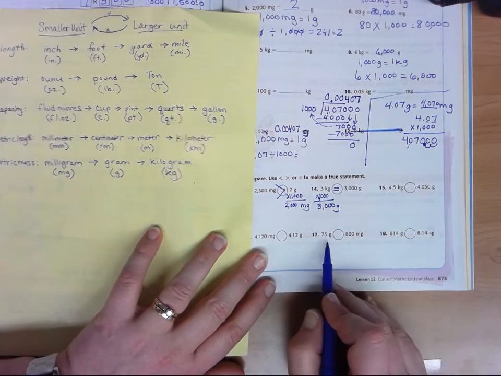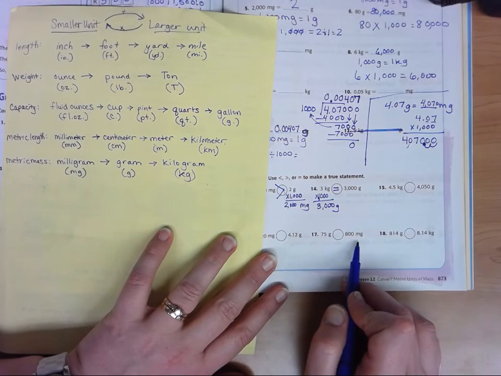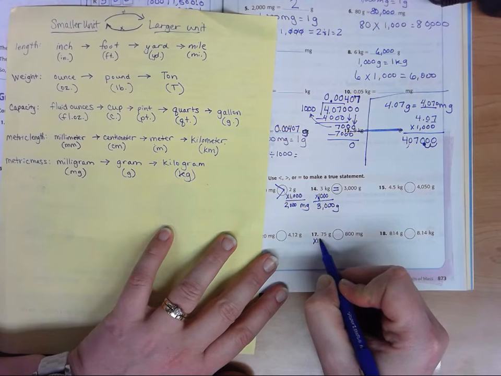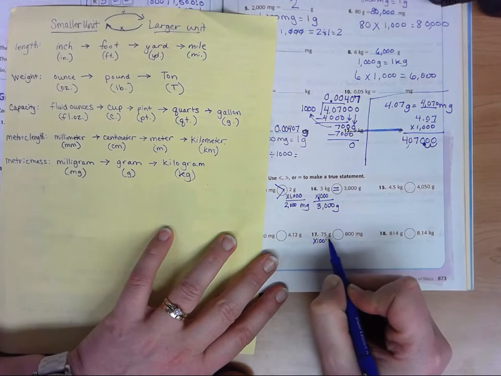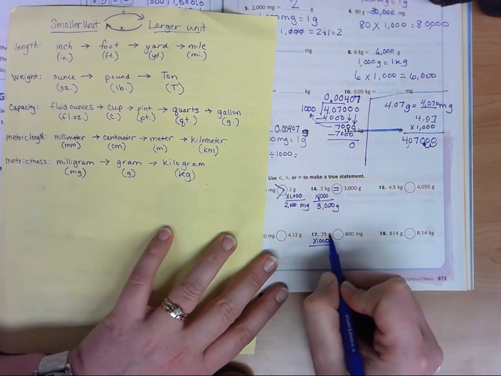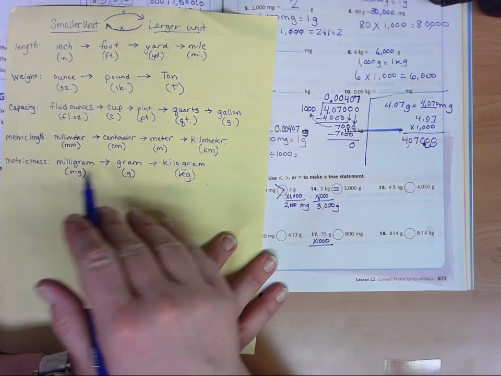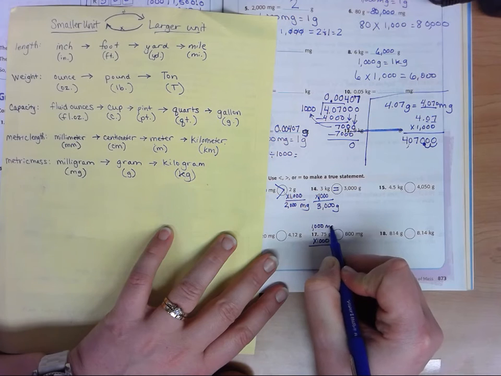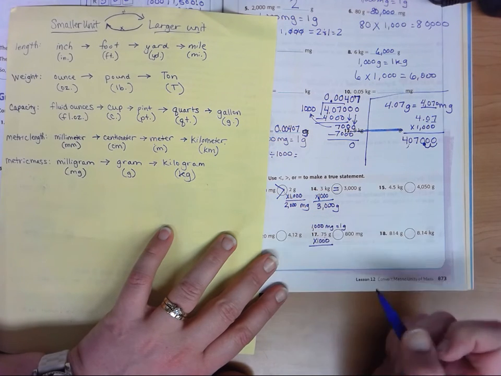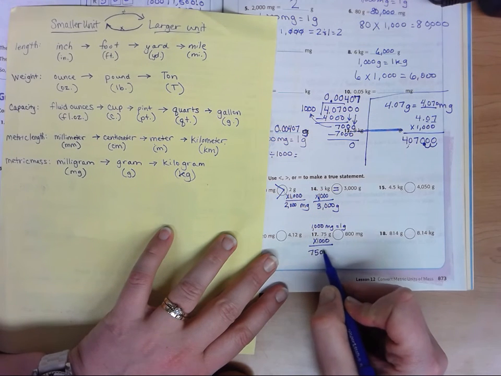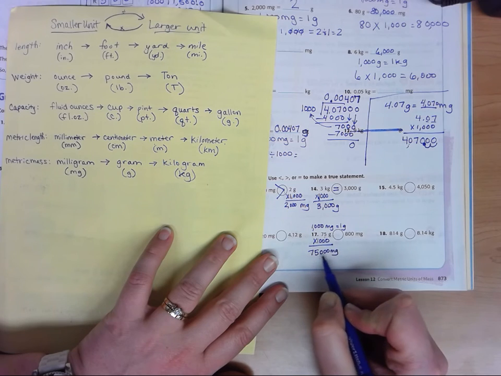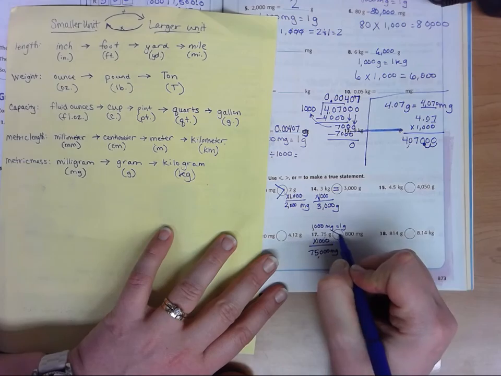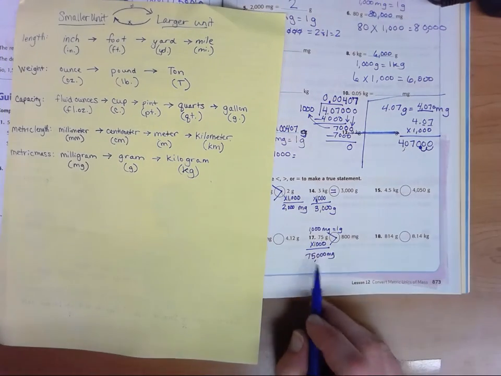How about here, number 17, grams versus milligrams. Grams to milligrams, I could multiply. Let's multiply this by 1,000. 75 times 1,000, because there's 1,000 milligrams in 1 gram. Here we have 75 of them. So that's 75,000 milligrams. Now what's bigger, 75,000 or 800? 75,000. So this would be bigger.